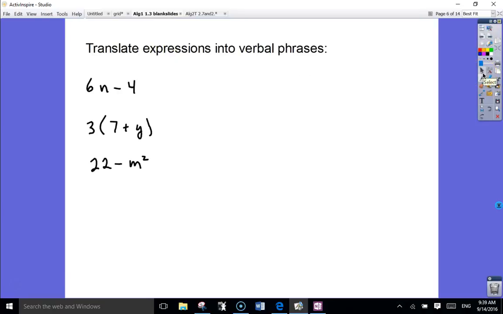Okay, how am I going to write the first one? Something like that, right? 6 times a number n, and you said minus 4. Is there any other way to write that?